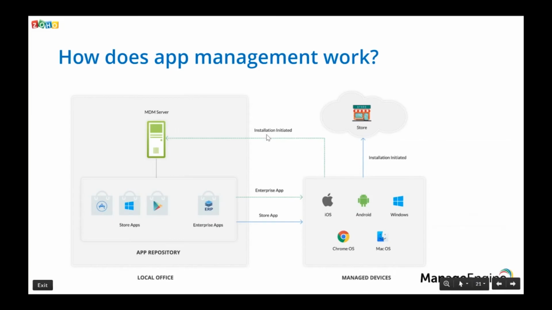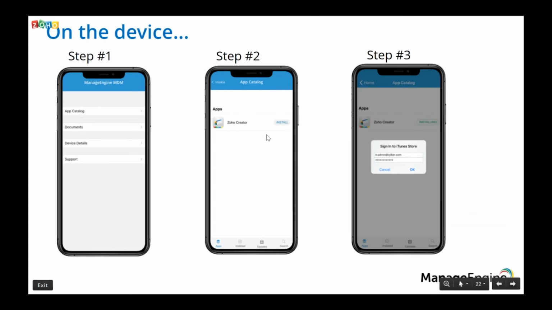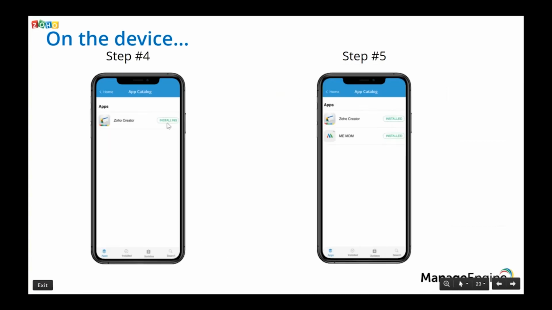So let's take a look at how this looks on the device end. Your user will have to open the MDM app and click on App Catalog. In the App Catalog, they'll have to click on the Install button. And once they do, they will be prompted to sign in to their iTunes account. Once they enter their iTunes credentials and click on OK, the installation process will be initiated. Once the app is installed, your employees can go ahead and use this app on the device.